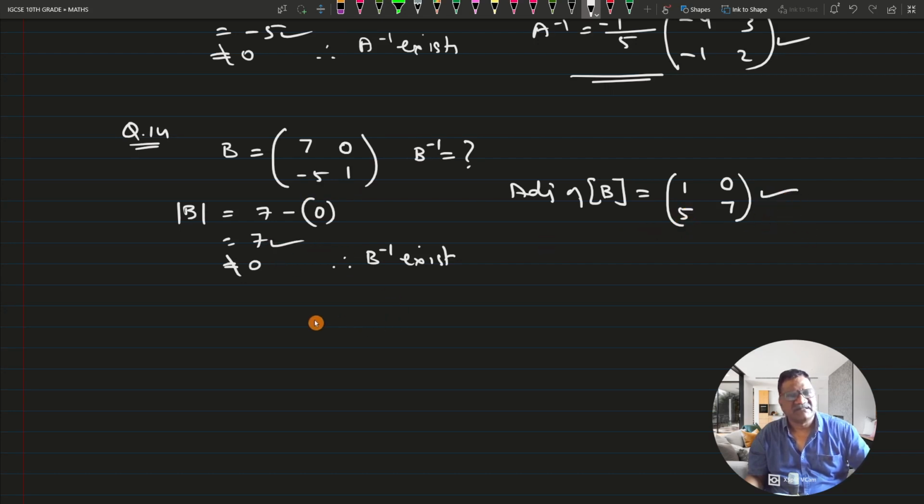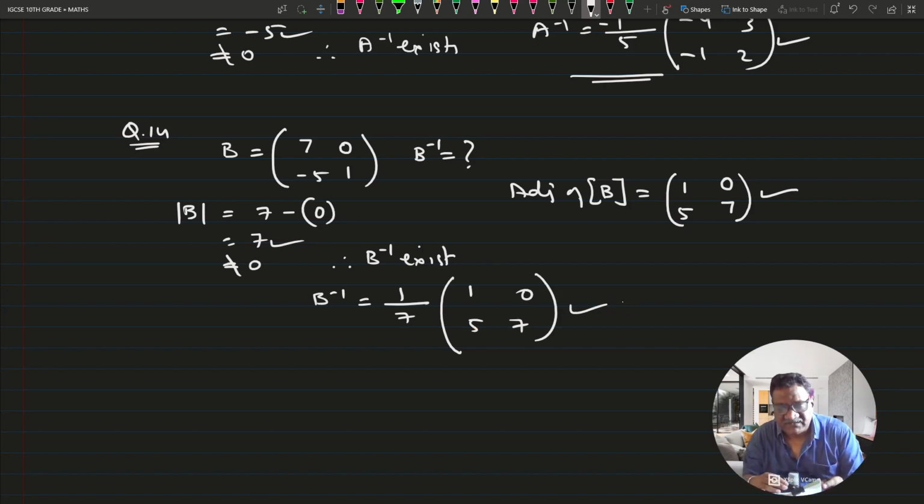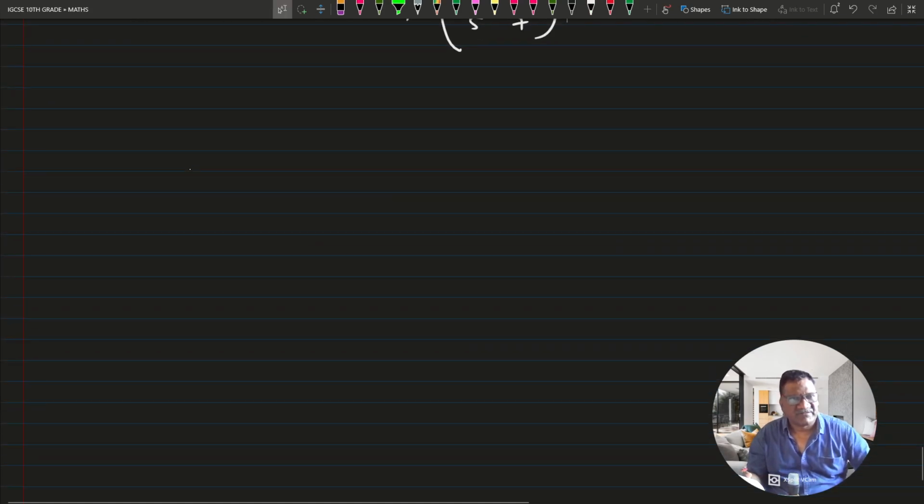This is the determinant of the matrix B. So B inverse will be equal to 1 upon determinant of B, which is 7, times the adjoint of B, which is 1, 0, 5 and then 7. So this has to be the answer. And let me check the answer and verify. Question number 14's answer is 1 by 7 times 1, 0, 5, 7, which is absolutely correct. So moving on to question number 15.